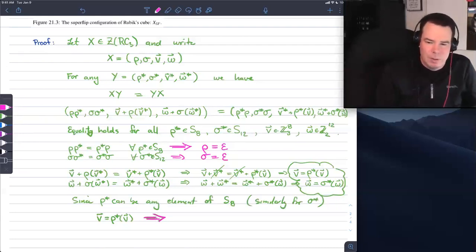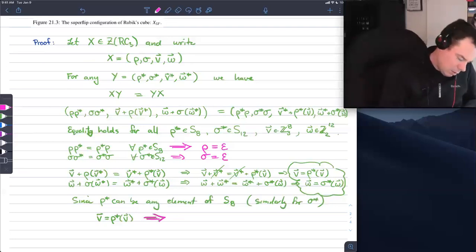So how can that happen? Well, if any two entries were different, swapping them would give me a different vector. So I couldn't have two entries of V being different, because then it wouldn't satisfy this property that V is equal to rho star V for all rho star. So that means that V has to be constant. V is a constant vector.